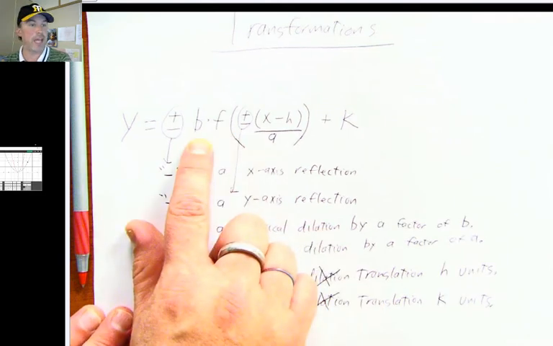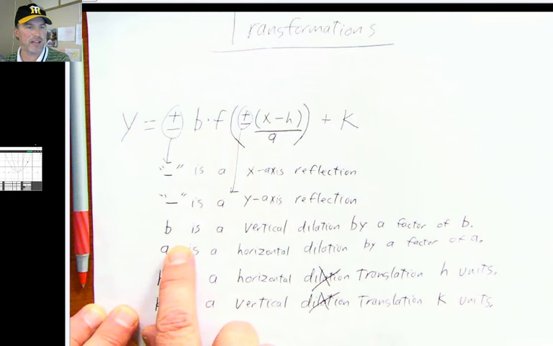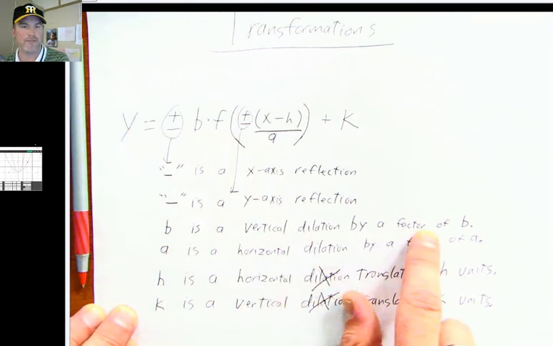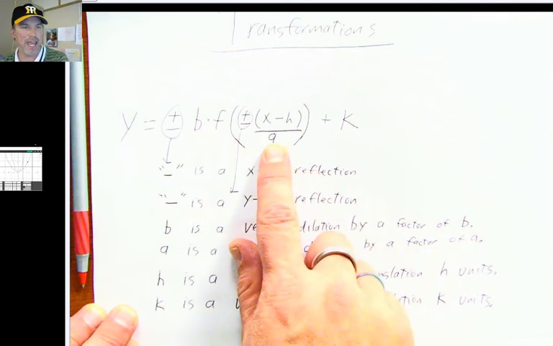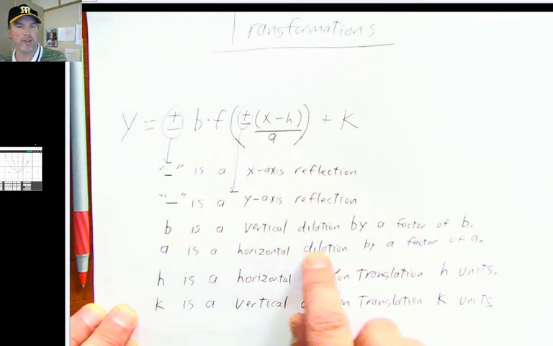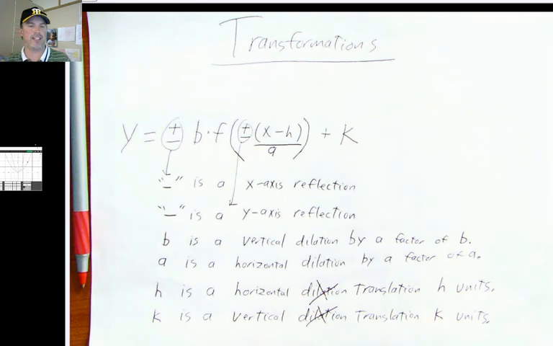So if this B is out front, it's affecting the y coordinates. That's a vertical dilation by a factor of B. And if you have this divided by A on the inside, that would be your horizontal dilation by a factor of A. And that is the theoretical end of dilations.